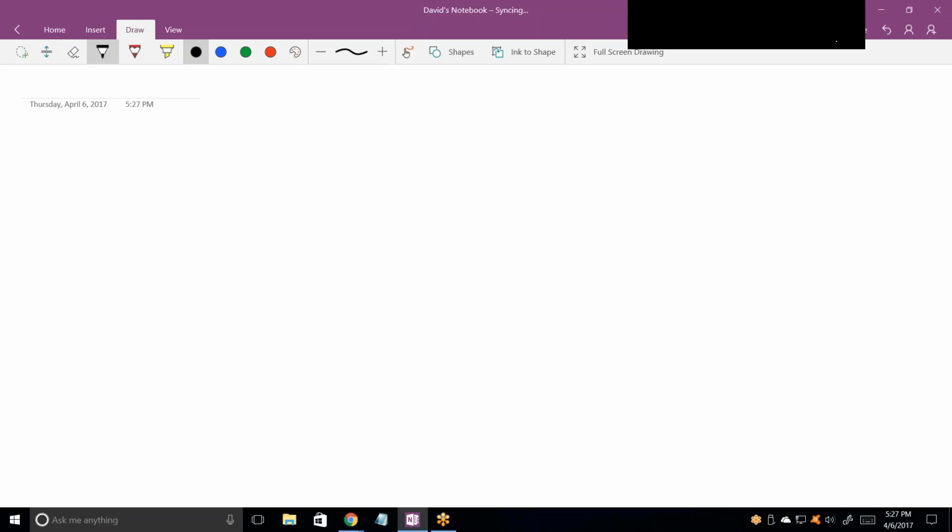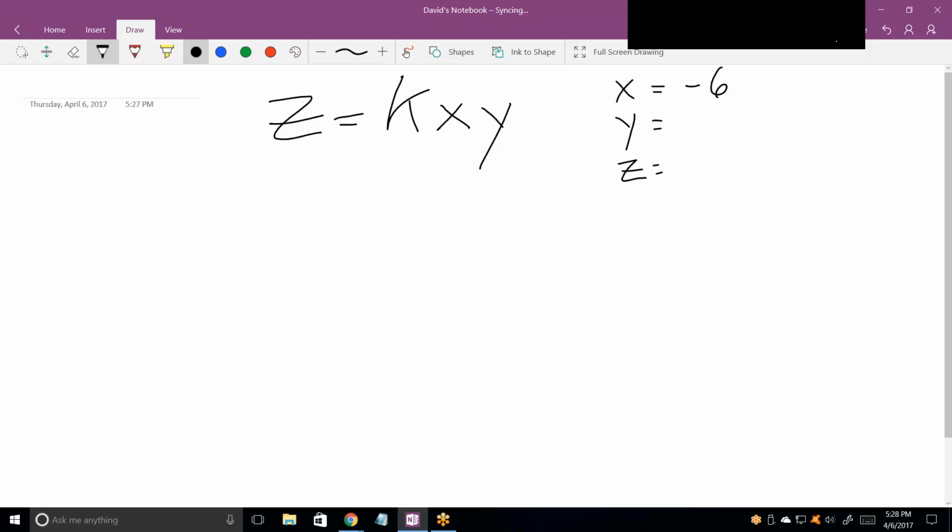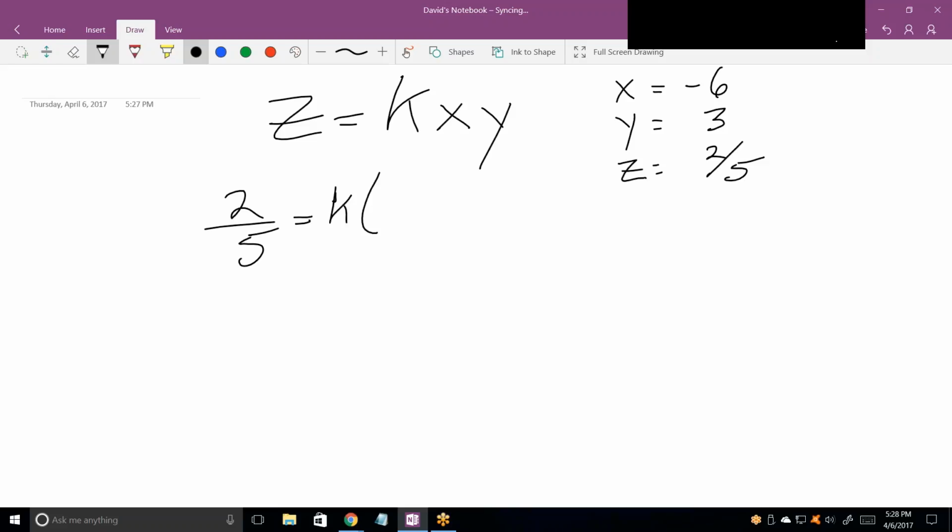Okay, let's look at 42. Starting with the same general equation, and the specific conditions on this one are going to be, what are we doing? 42 minus... Yes. 3 and 2/5. Tell me what to write. 2/5 equals k times -6 times 3.